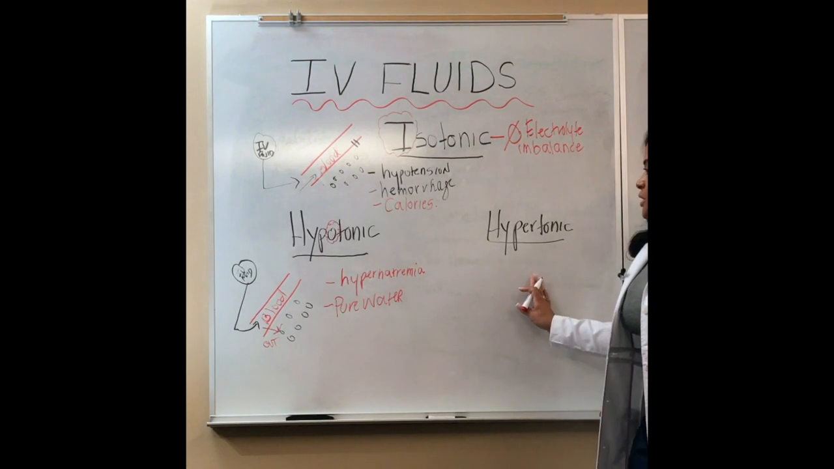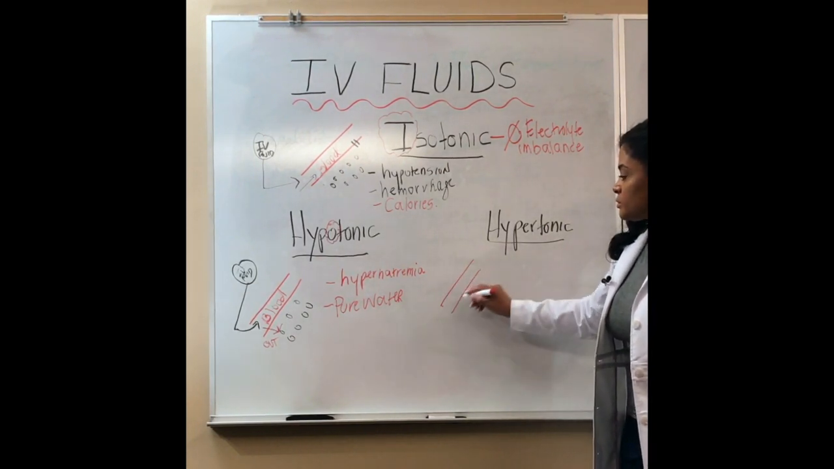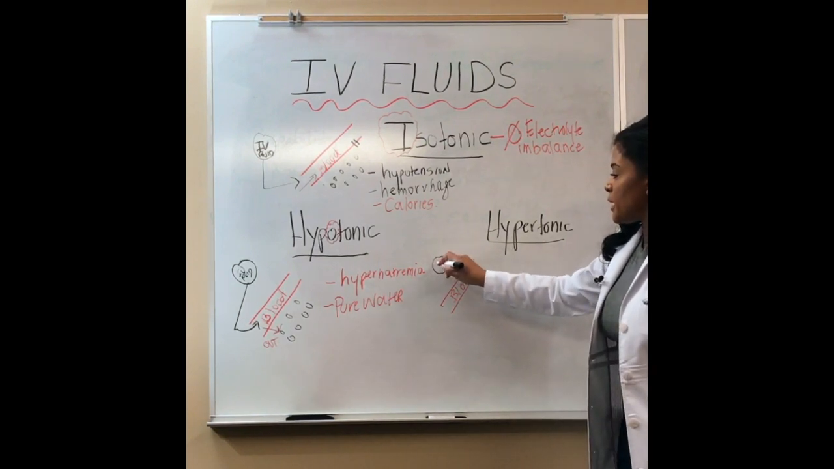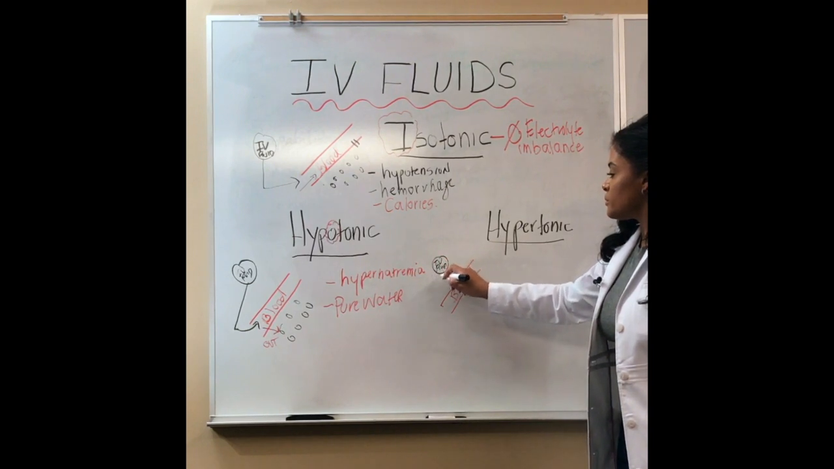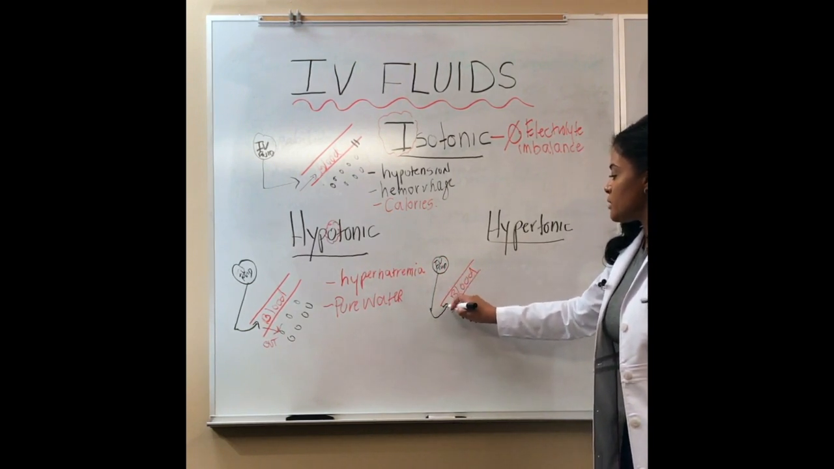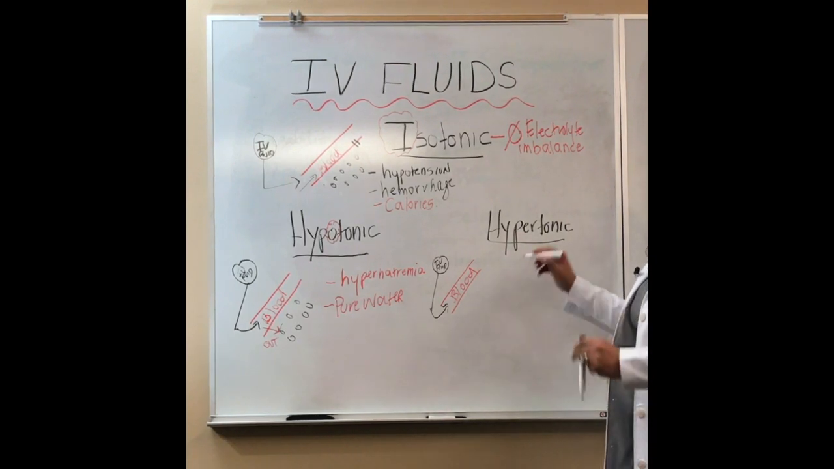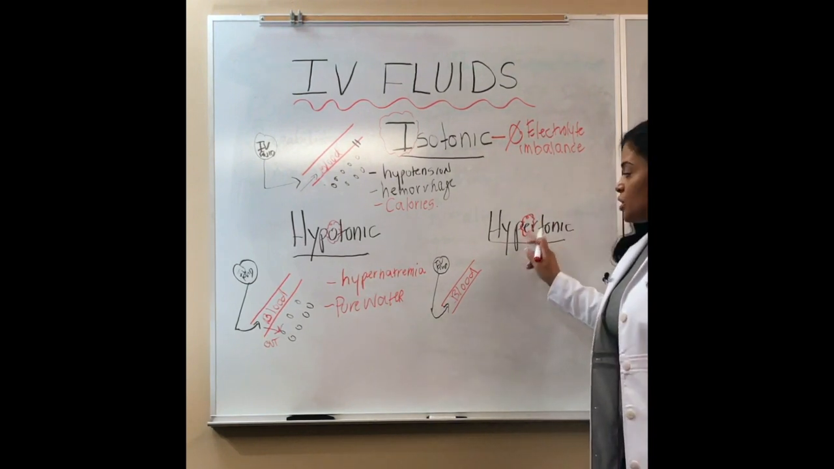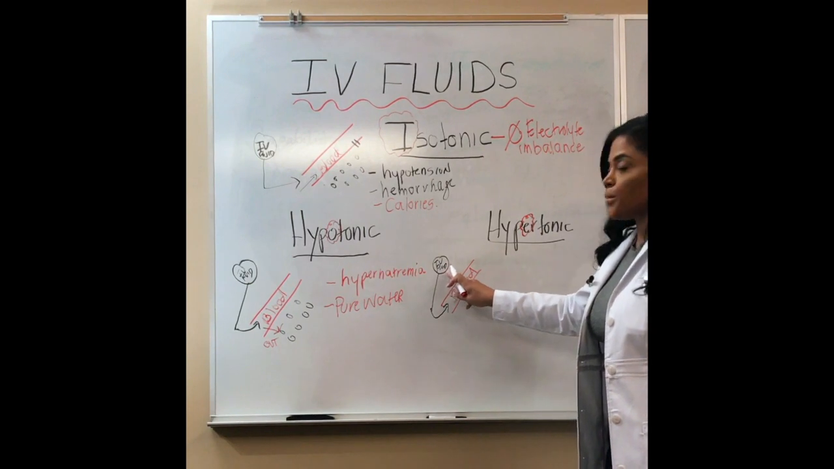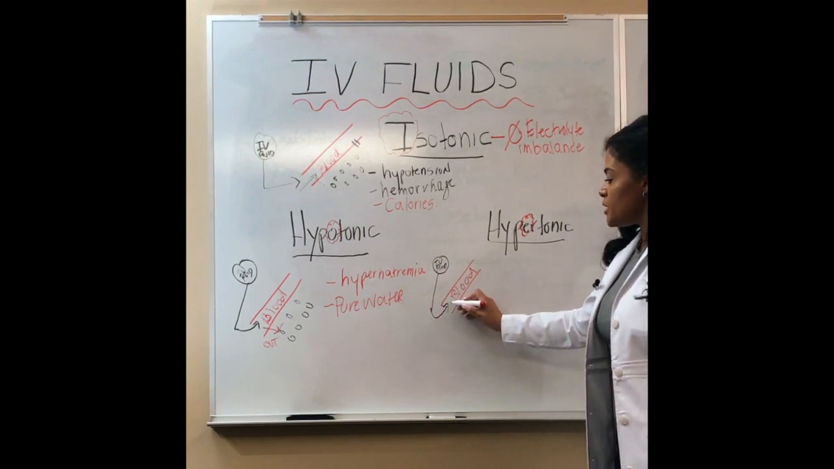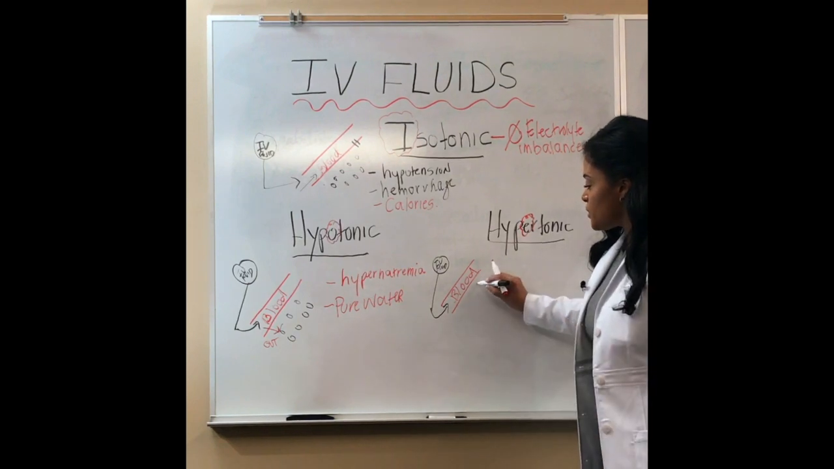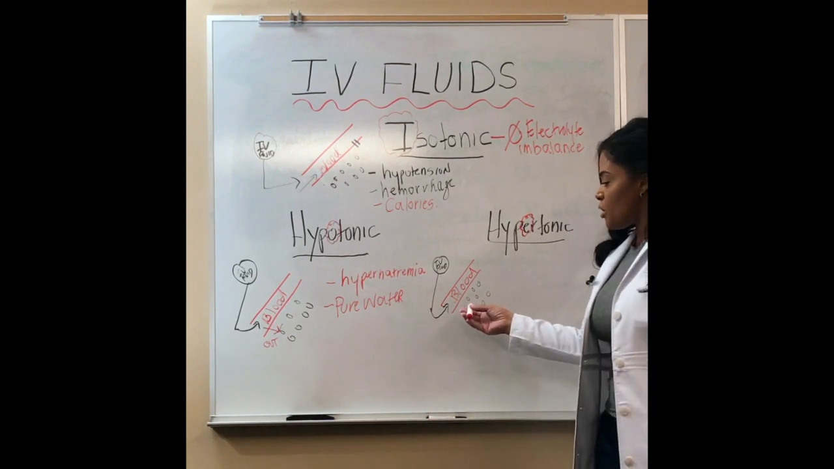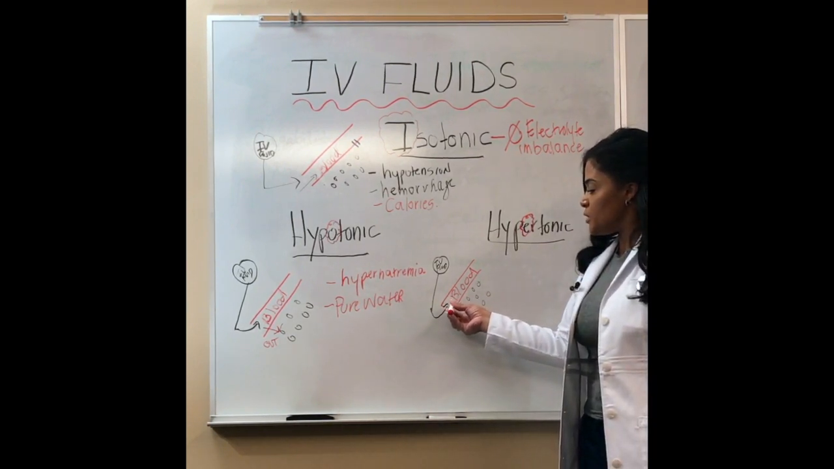In hypertonic solutions, let's use the same vessel. This is your blood vessel, and this is your IV fluid bag. This is your tubing connected to the patient. So in this example, we're going to take the E in hypertonic, and that means enter. So the fluid that's coming in, that is a hypertonic solution, is going to come into the blood, but the action that's going to happen is that it is going to draw out from the tissues and cells into your blood vessel.